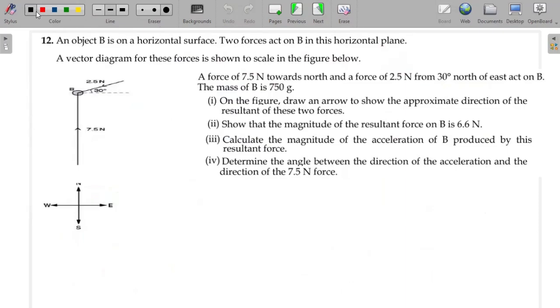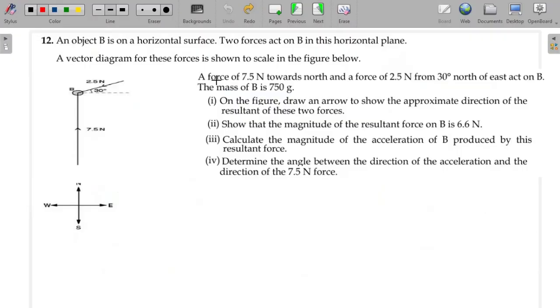Okay, so here they're saying an object B is on a horizontal surface. Two forces act on B in this horizontal plane. A vector diagram for these forces is shown to scale in the figure below. So this is the figure here.